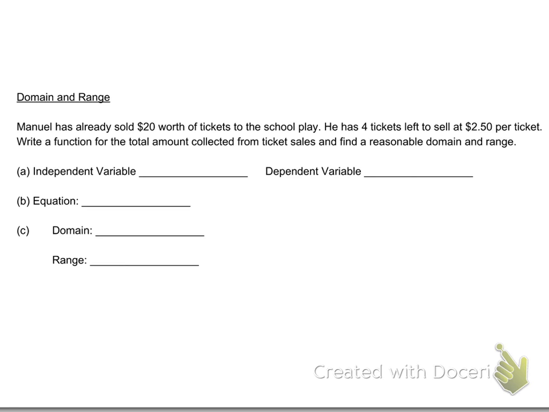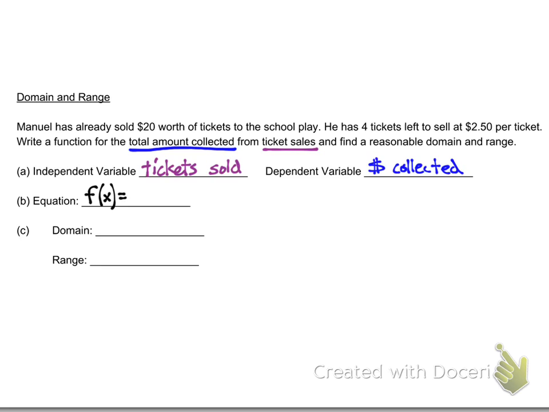First thing I want to do is find the independent and dependent variable if I'm going to write a function. We have the total amount collected, and we have ticket sales. Total amount, that's total amount of money. So which depends on which? If you sell more tickets, then the total amount of money collected changes. So that means ticket sales must be the independent variable, and the thing that depends on the ticket sales is how much money was collected.